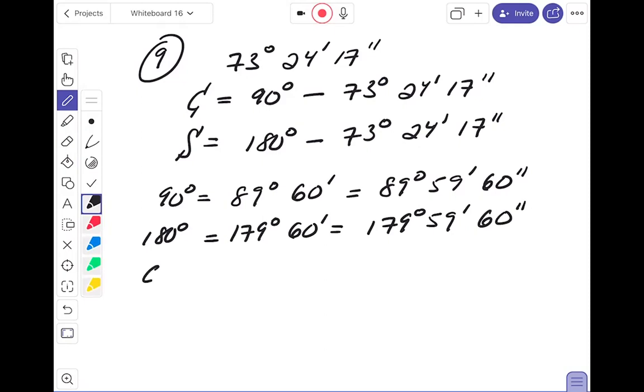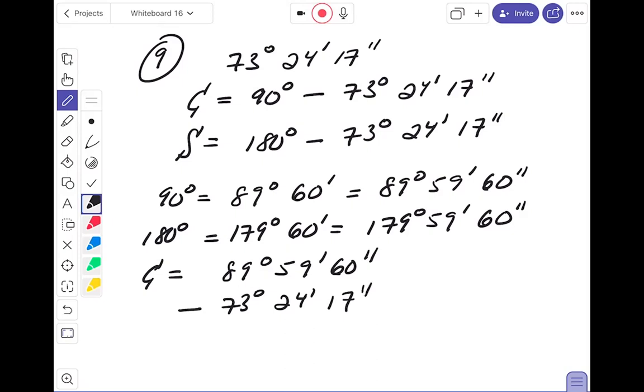Let's write the complement down now. That's going to be 89 degrees, 59 minutes, 60 seconds, subtract, that's a mixed number, right? A line over here. Let's see, 17 from 60 is 43. 24 from 59. These are minutes, by the way. That's going to be 35. And 73 from 89. That's going to be 16. All right. I'll look at the key later.